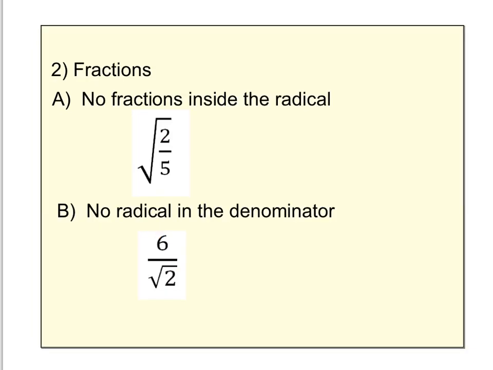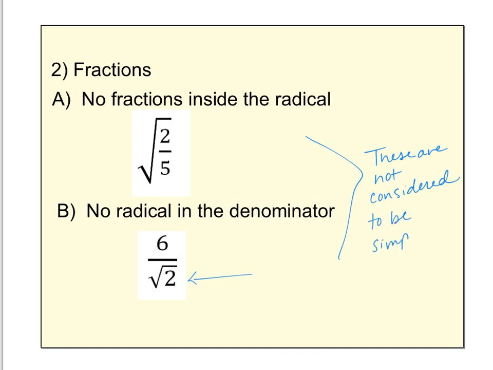Another thing that you might run into is you might run into a fraction under a radical. That is not considered simplified. You cannot leave a fraction under a radical. Also, part B, you may not leave a radical in the denominator of a fraction. So this would also not be considered simplified. So let's just make a note. These are not considered to be simplified. You can't leave a fraction under a root, and you can't leave a radical on the bottom of a fraction.